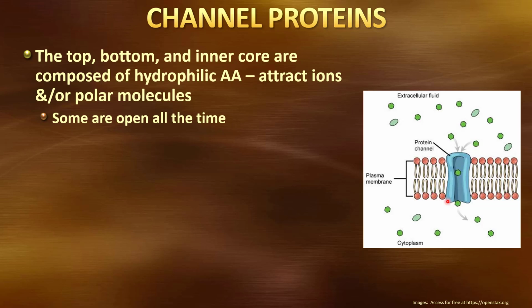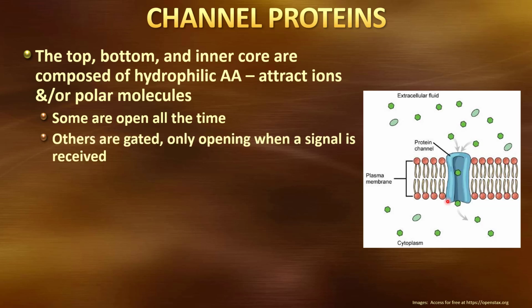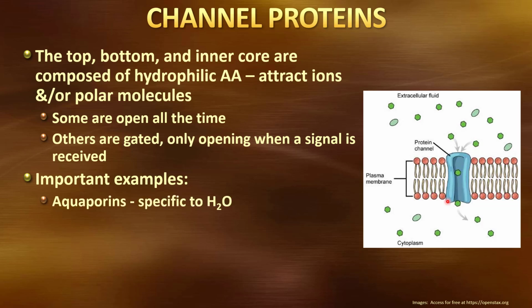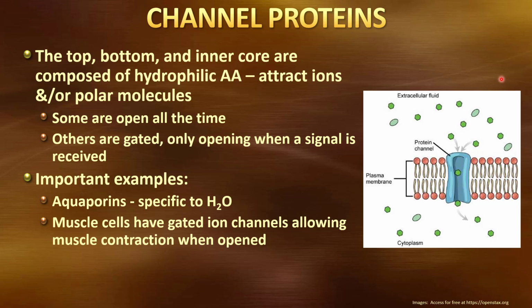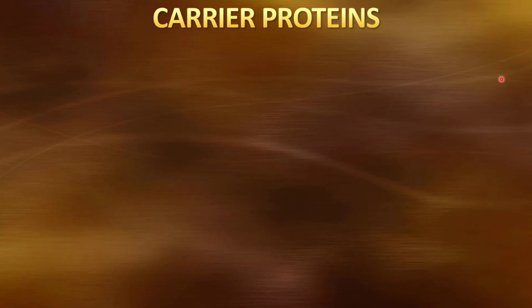Some of these channels are open all the time. Others are what we call gated channels. They open and close. When a signal is received, they can open and then they will close. Some important examples of channel proteins: aquaporins are specific channels through which water passes in and out of the membrane. These are very specific to water. Muscle cells have gated ion channels. When a signal is received on the muscle cell, it opens the channel and these ions will rush in, and that initiates muscle contraction.